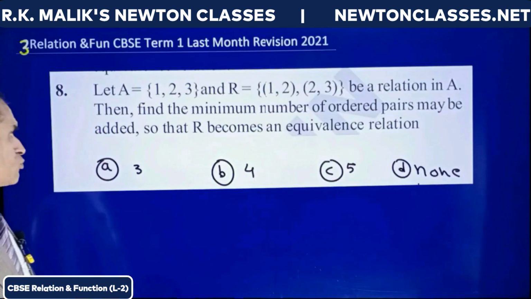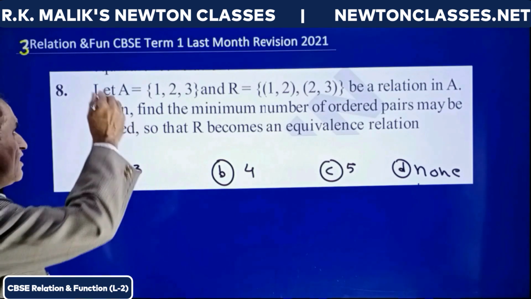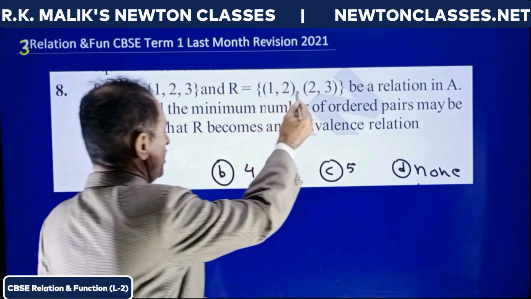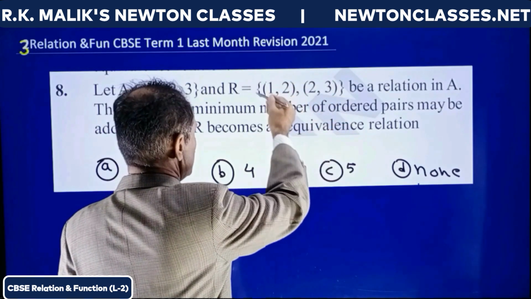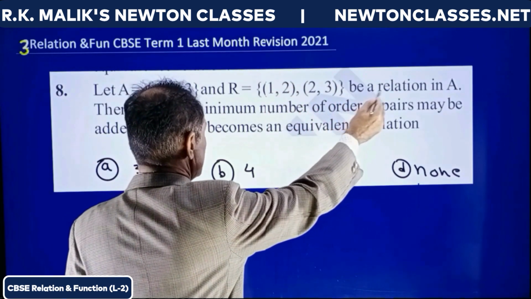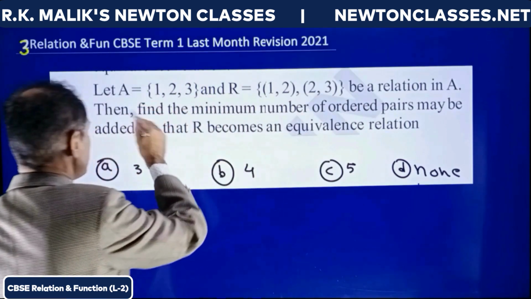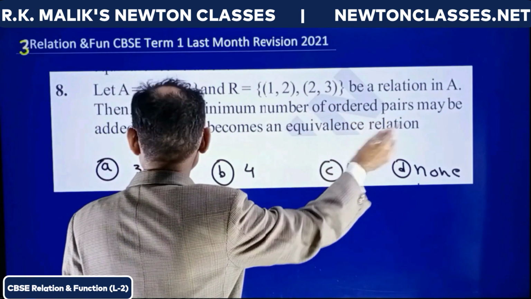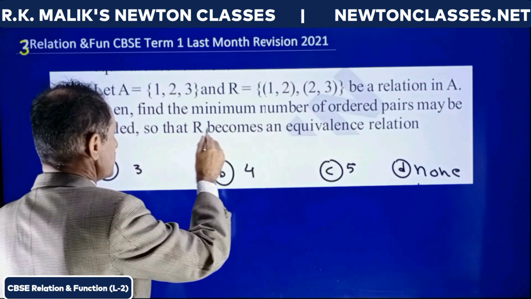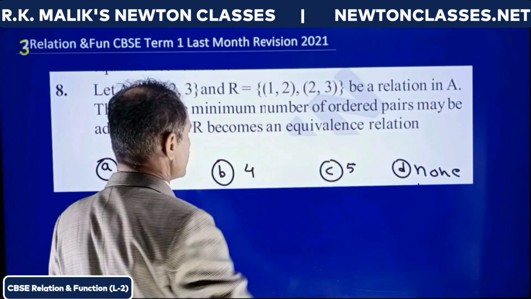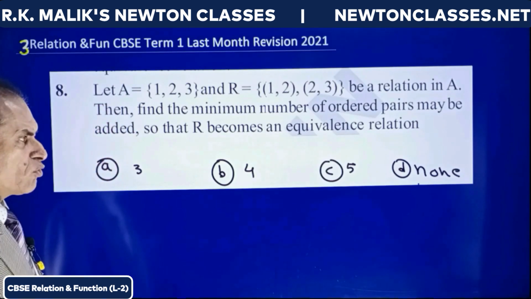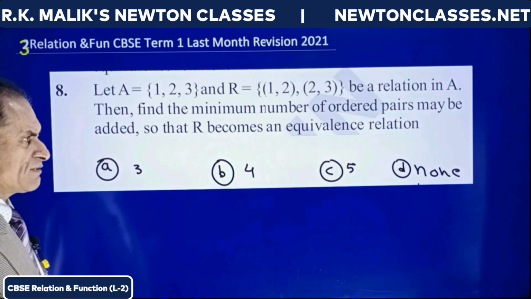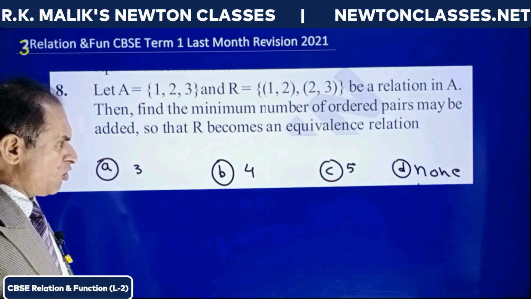In this question, it is told to us that let set A contain the elements 1, 2, 3. Set R is defined by this and it is a relation in A. Then find the minimum number of ordered pairs that may be added so that R becomes an equivalence relation. As you know, for a relation to be equivalence, it should be reflexive, symmetric and transitive, all.